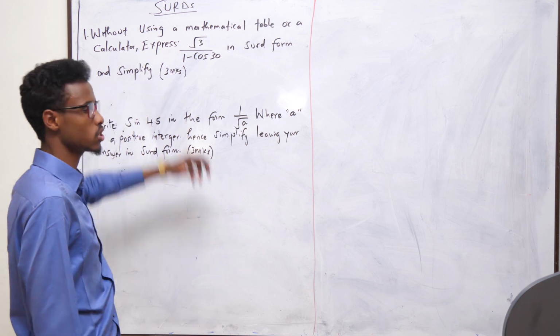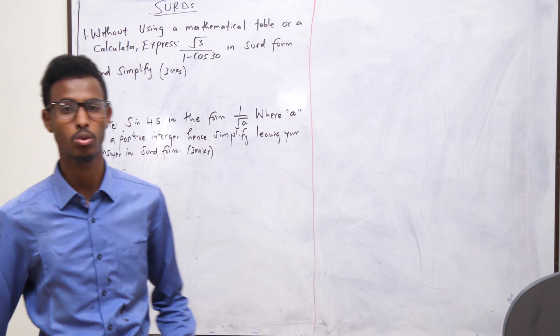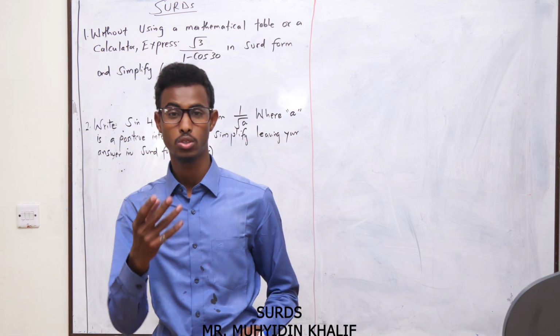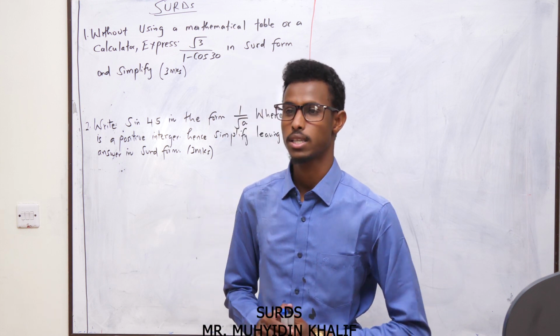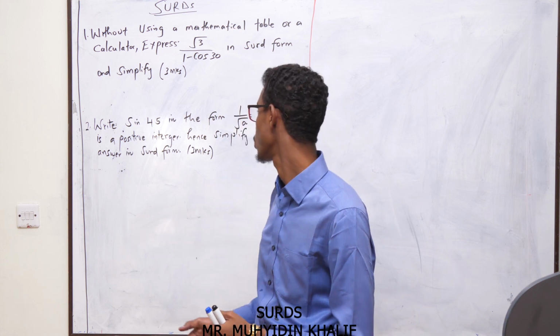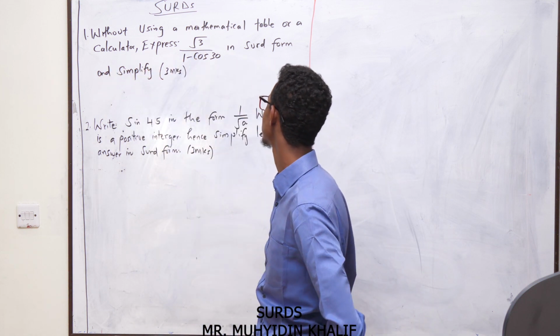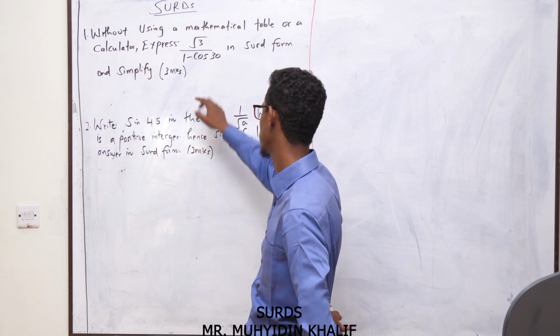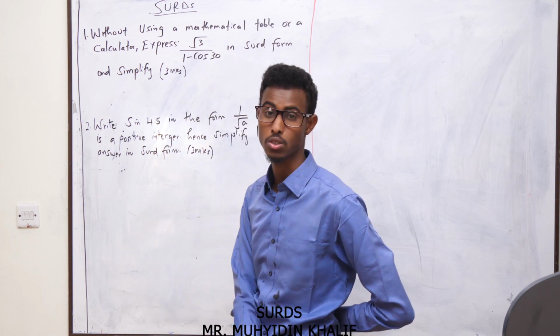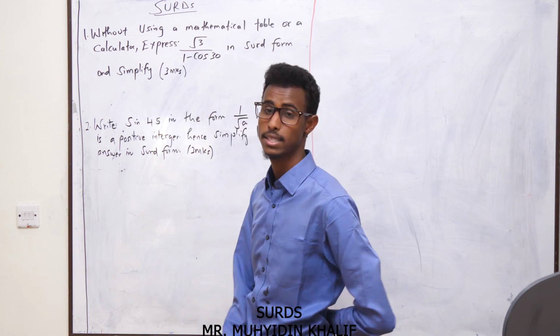Today, as you can see, I want us to look at KCSE questions on surds. We'll just be looking at two questions which require some other concepts for them to be solved. Question number one is: without using a mathematical table or a calculator, express root 3 over 1 minus cos 30 in surd form and simplify.